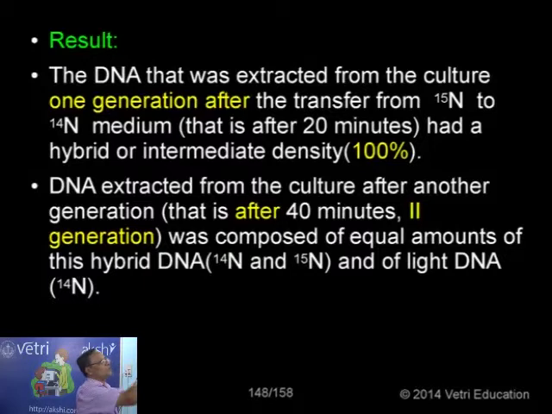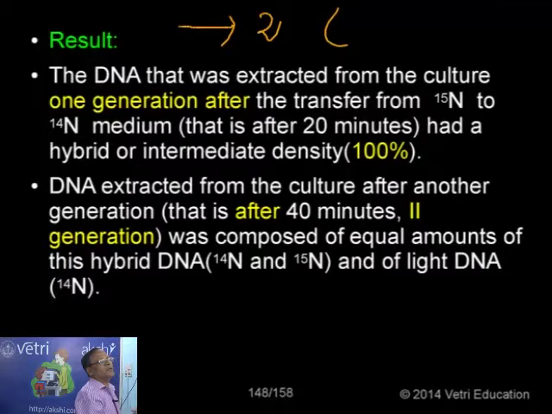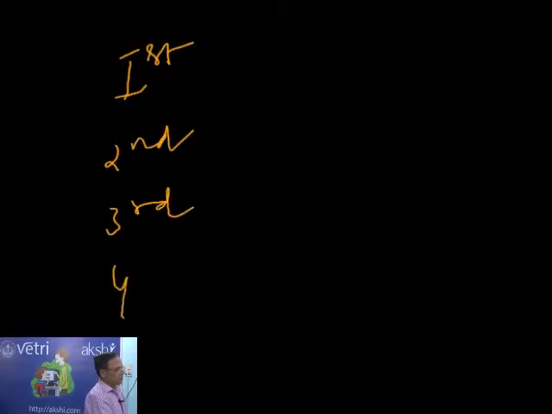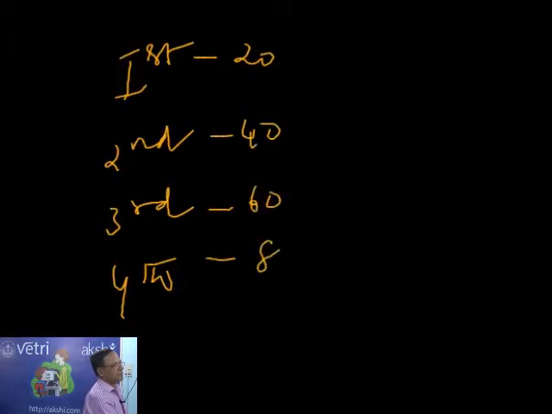Now what will happen after the second? The first generation forms two molecules, all are hybrid. Now I am taking after the first generation, after the second generation, after the third generation, after the fourth generation. This is after 20 minutes, this is after 40 minutes, this is after 60 minutes, this is after 80 minutes. So at the end of the first, we are receiving two molecules of DNA, all are hybrid.